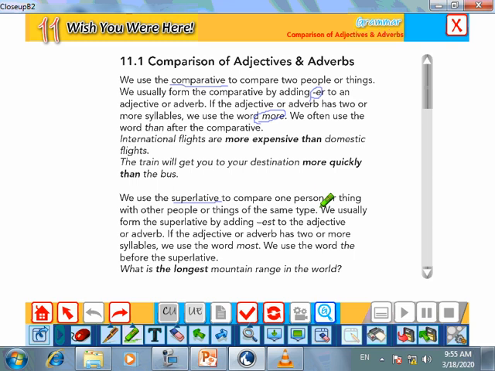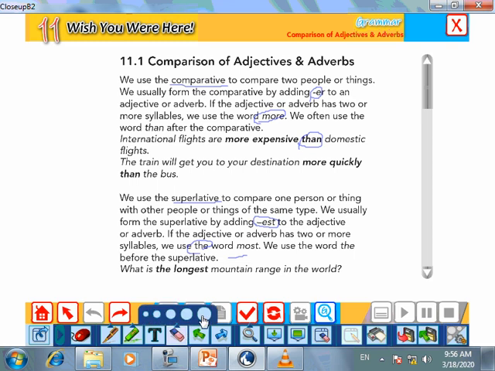What about the superlative? Don't forget to put the word than with the comparative. Here, we put the word than. Now, if I want to talk about the superlative, I'm comparing between one person or one thing and the other people. We usually form the superlative by adding what? If it's a short adjective or adverb, I put est. If it's a long adjective or adverb, I put the word most. So here, what is the longest mountain?